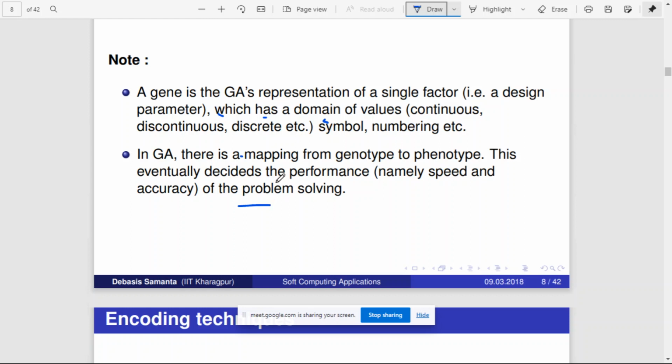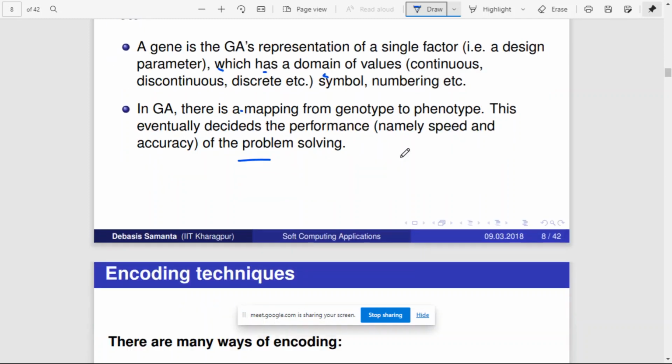So in genetic algorithm also, in case of genotype, we represent what are the factors necessary to solve a problem, or what are the variables involved in solving the problem. That we call genotype, and the mapping and assigning of values to the parameters is called phenotype.